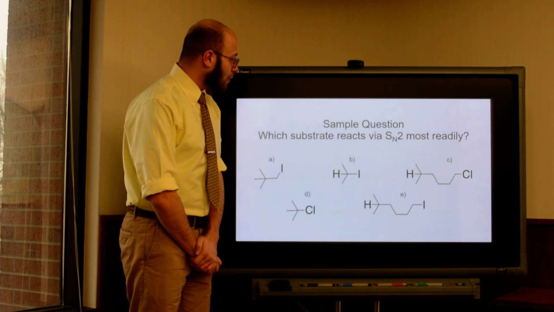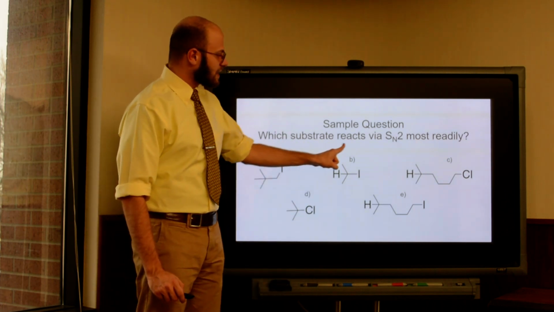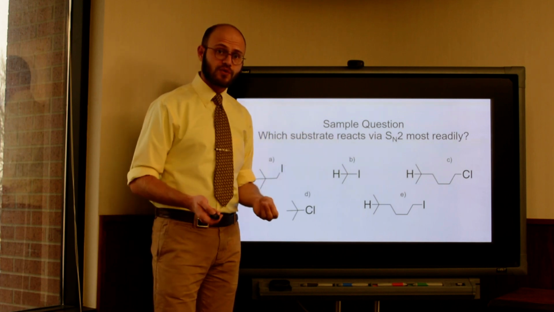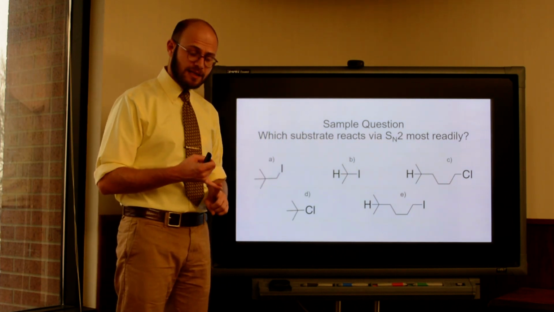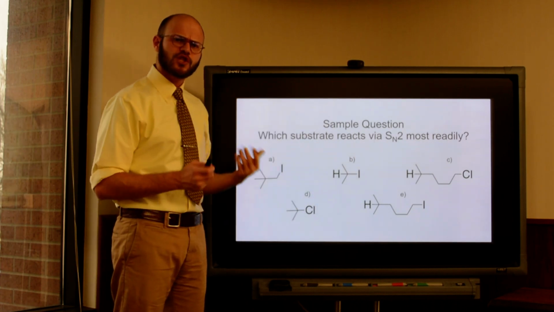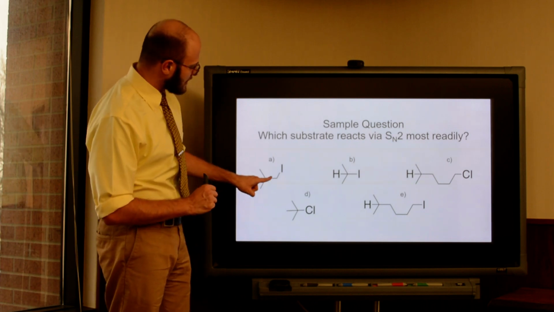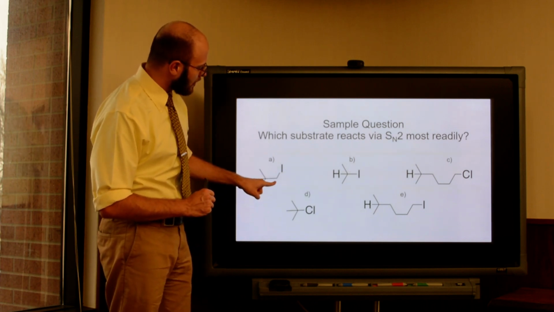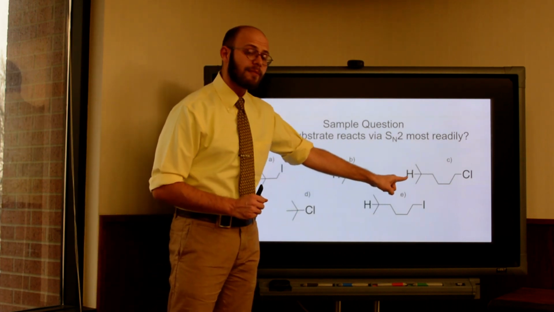So now let's do a sample question and bring all of these ideas together. We're going to ask which of these substrates reacts via SN2 most readily. And so what we're going to find is it's here a question of sterics and also the leaving group, right? There's no nucleophiles on this page. We're assuming we're going to be doing an SN2. And so let's look first for the sterics. We can see here we have a secondary carbon. Here we have 2 tertiary carbons. And then here we have 2 primary carbons.